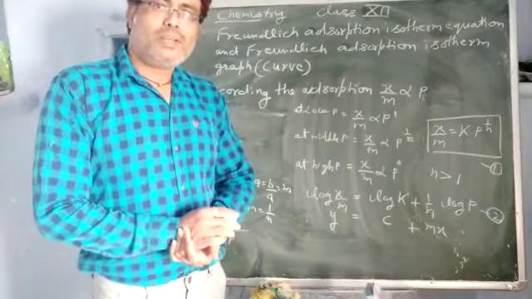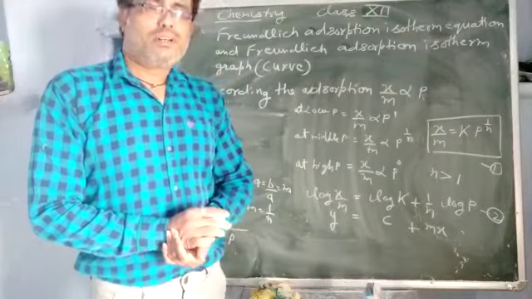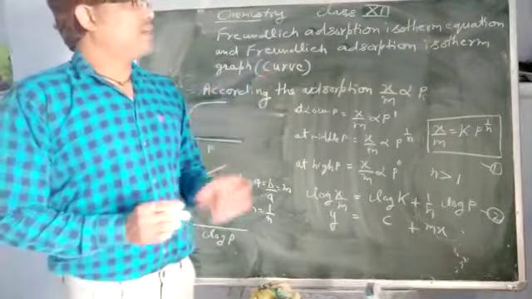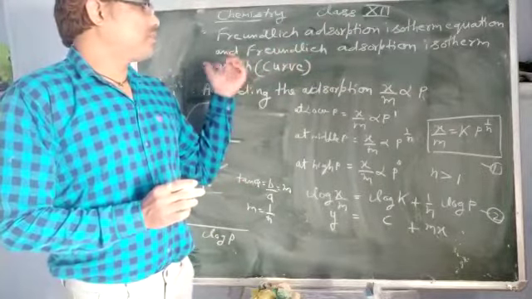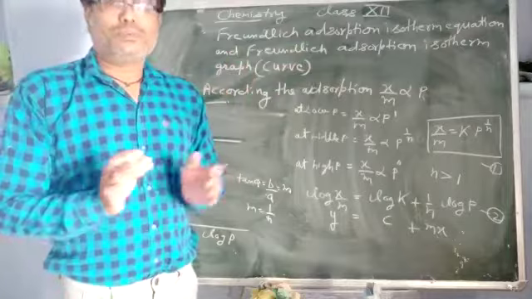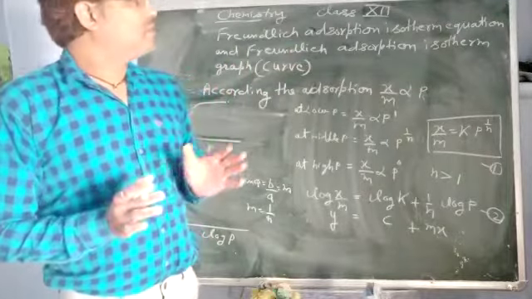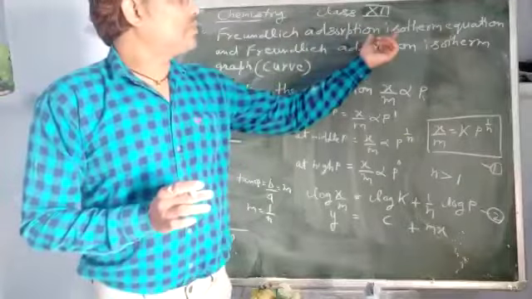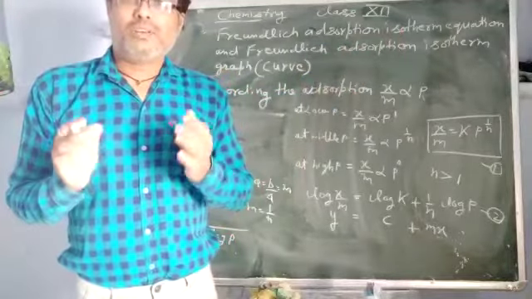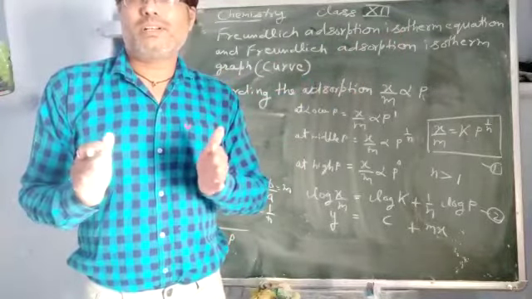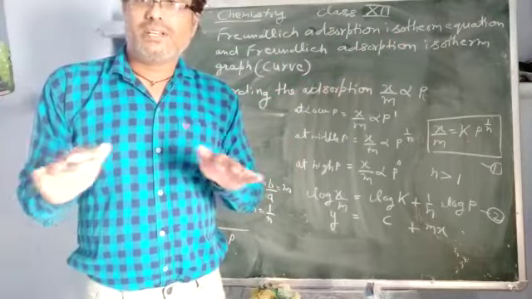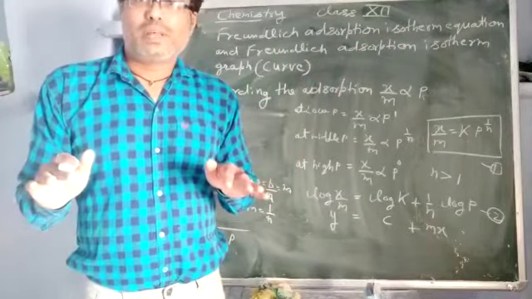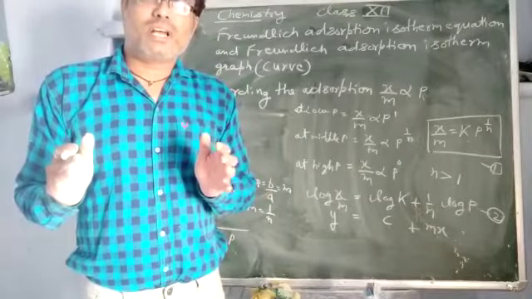Students, today we will discuss the Freundlich adsorption isotherm equation and Freundlich adsorption isothermal curves or graph. Now, first thing, what is the meaning of isotherm? The meaning of isotherm is a constant temperature. There is no change in the temperature. The temperature remains the same. That condition is called isotherm.